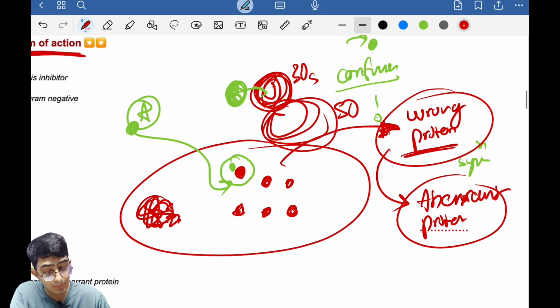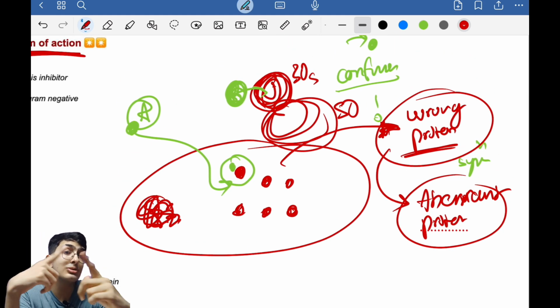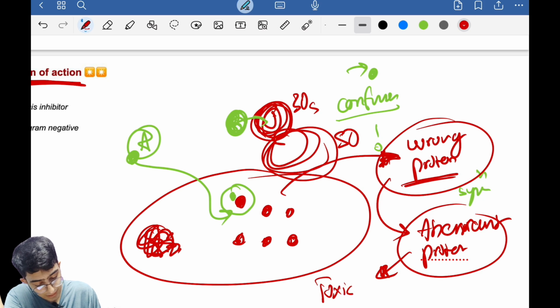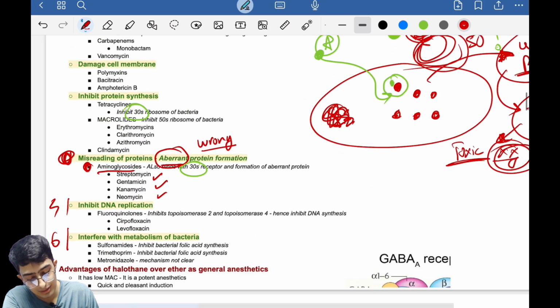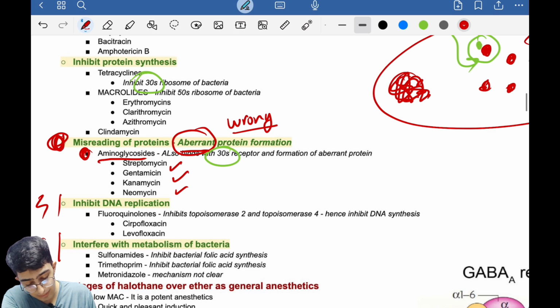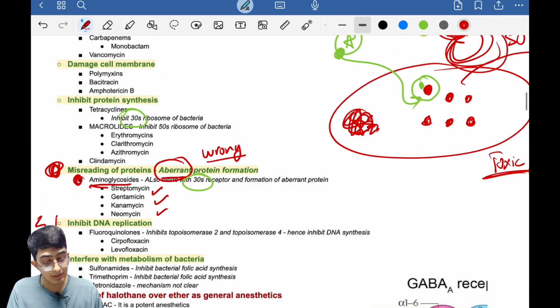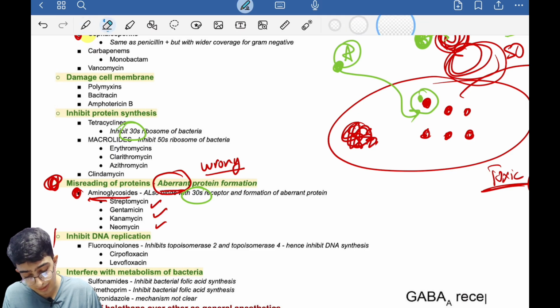And why is this important? Because whenever we confuse the ribosome, and the ribosome produces the wrong protein, this aberrant protein is toxic to the cell. Because of the wrong protein production, this wrong protein is toxic to the bacteria and the bacteria dies, right? So this is how aminoglycosides work. The aminoglycosides work by causing misreading of the proteins by the ribosome, confusing the ribosome and producing aberrant protein. That is another way how antibiotics can work, right?